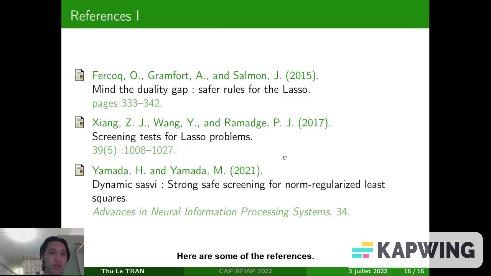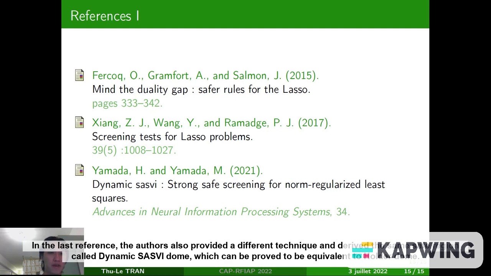So that's all. Here are some of the references. The first one is the main reference about the gap region. The second one provides the KKT optimality condition for the LASSO problem. In the last reference, the authors also provided a different technique and derived the same safe region called the dynamic Sasvi dome, which can be proved to be equivalent to our Holder dome.